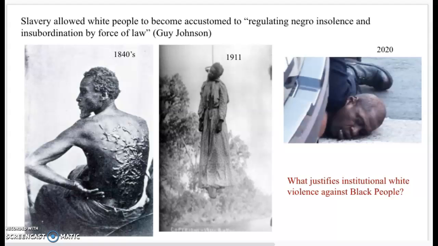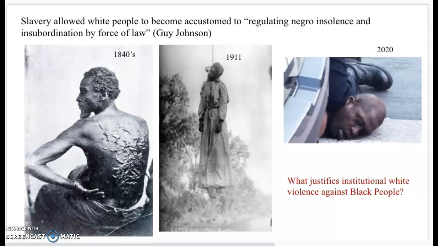And I'm sorry to show you that disturbing picture of the murder of George Floyd, the lynching of George Floyd, really, if you want to look at it that way, because it does follow. All of the law enforcement shown on video, to make a point about the role of white versus black people. So this idea of regulating Negro insolence and insubordination.